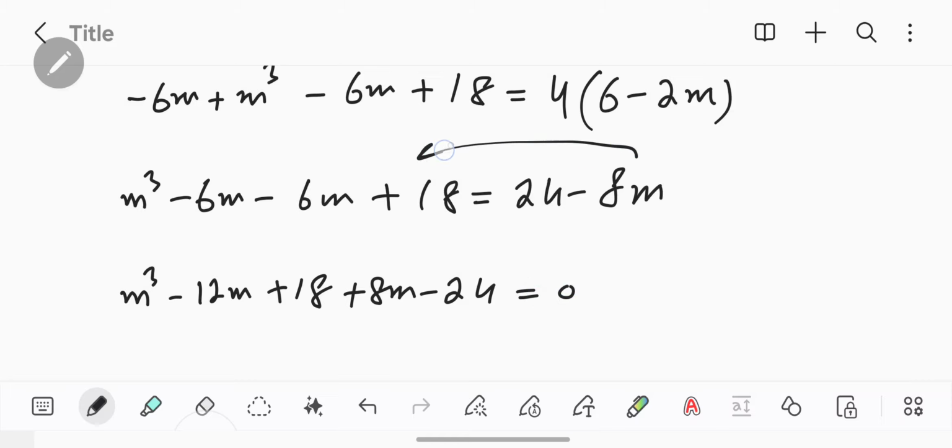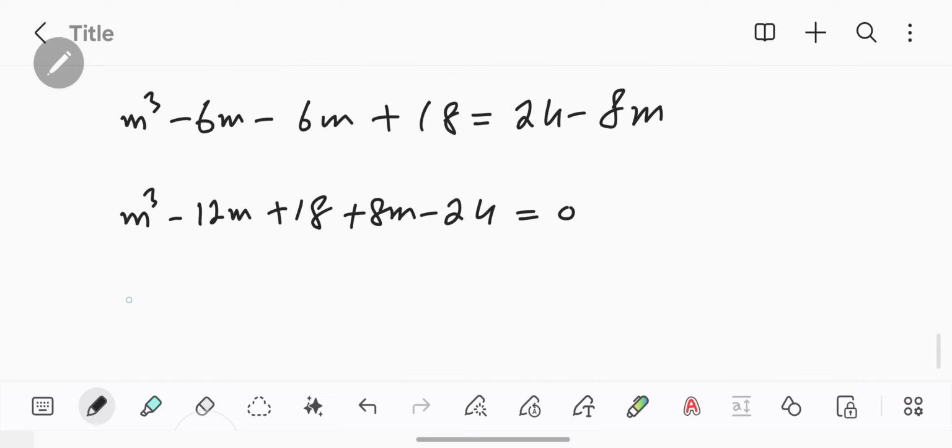I have shifted 8m, it becomes plus 8m, and 24 was plus. When I shifted here, it becomes negative 24. So m cube minus 12m plus 8m. 12m plus 8m will turn into negative 4m, and then 18 minus 24 will turn into negative 6, which is equal to 0.